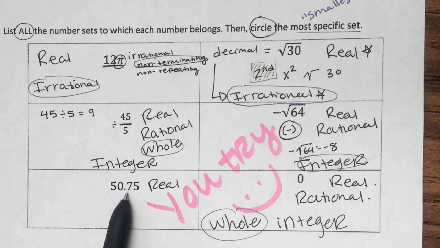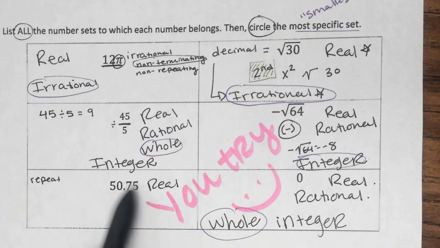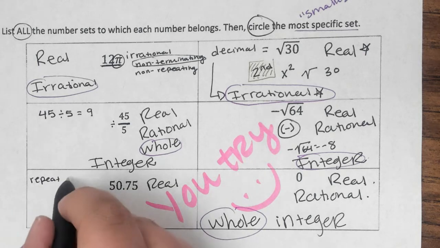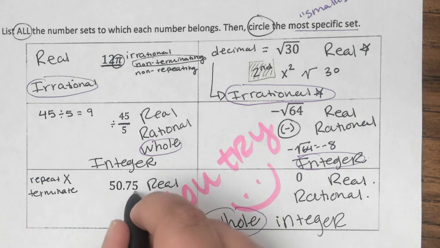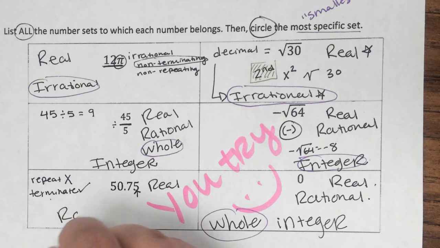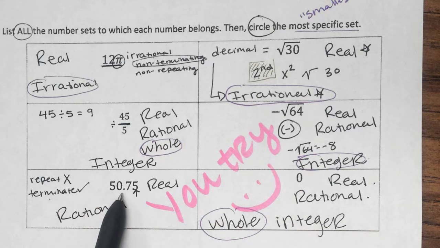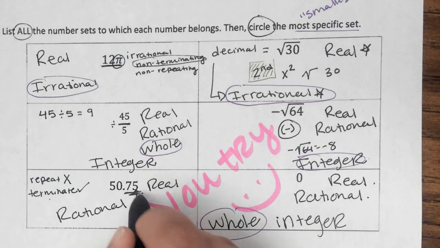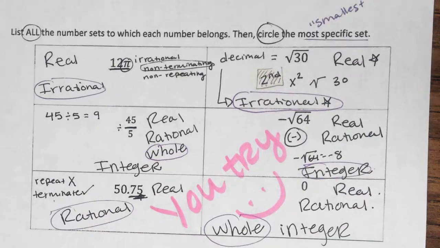50.75, this is a decimal, so you ask yourself two questions. Does it repeat? There's no repeating bar, and there's no repeating pattern, so we know this does not repeat. Does it terminate? I can tell you the last number in this is 5, so we know this does terminate. Since the answer to one of our decimal questions is yes, we get to say that this is rational. I could not classify this into the integers because this is not a whole number. There's a decimal with numbers after that are not 0, which means this is also not a whole number. The most specific set, or the smallest set, would be rational then.